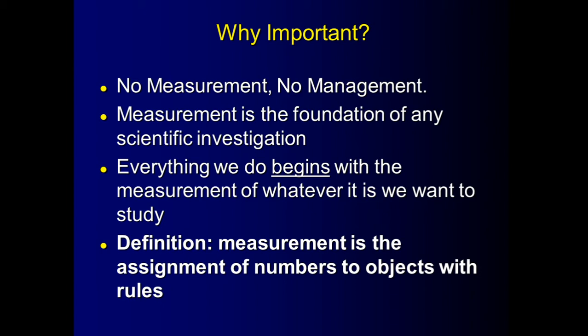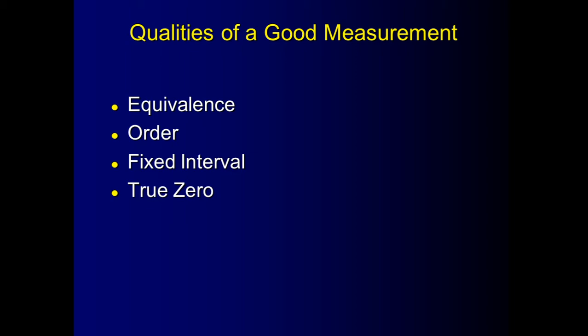So what are the values we had seen? Values are the answers. Variable is called the question. That is all common man's explanation. But there are certain rules that you follow in assigning these numbers. So in order to do so, we have also seen yesterday what are the qualities of a good measurement. So the first quality is called equivalence, second one is called order, third one is called fixed interval, and the last one is called true zero.